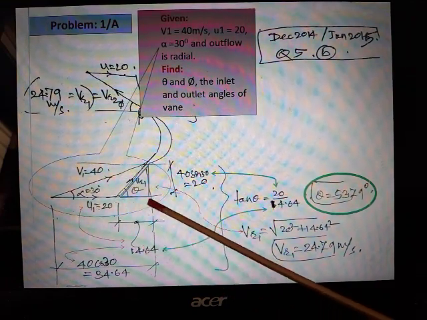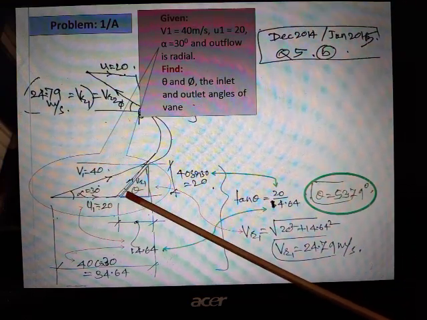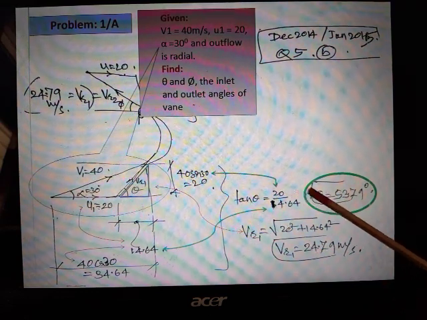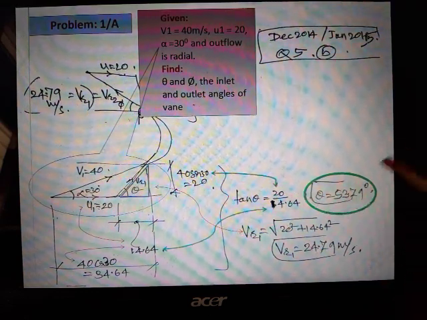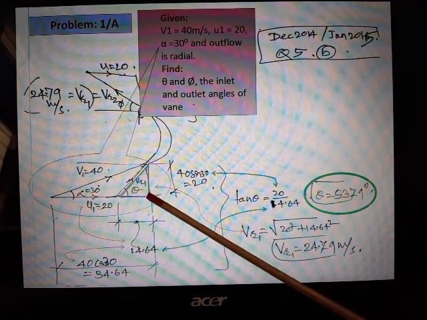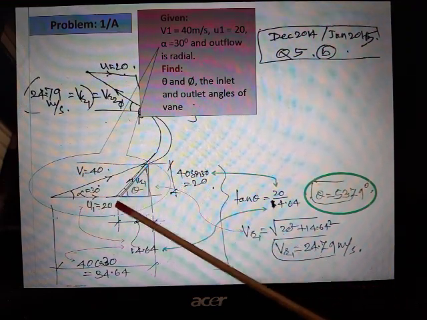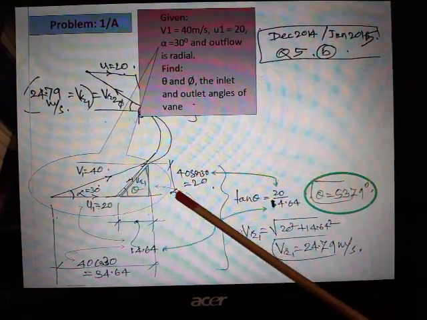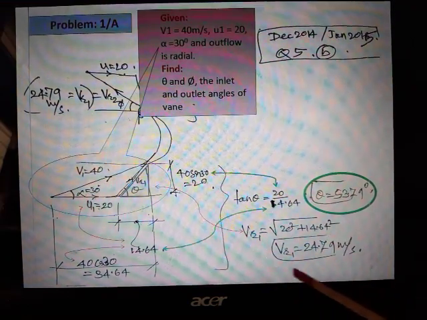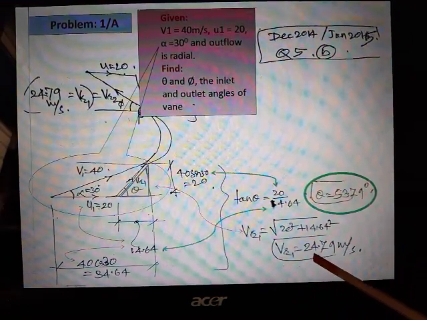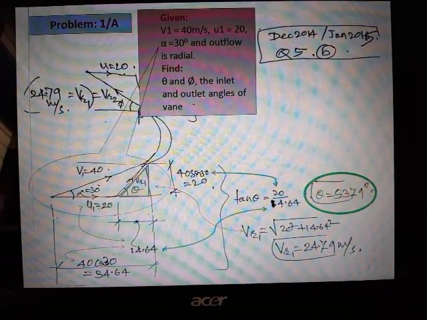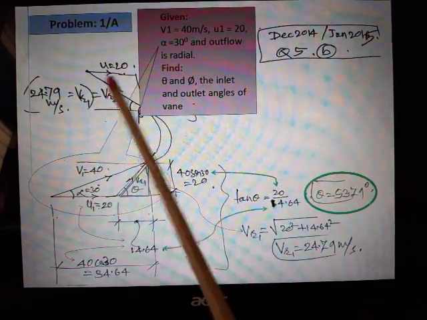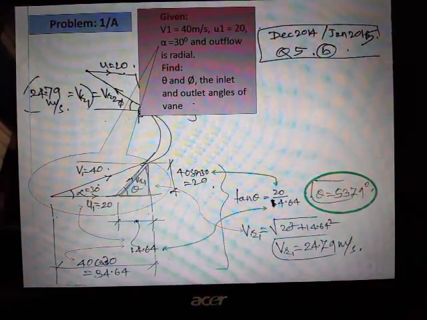Now using this 14.64, this 20, I can calculate theta by writing an expression of tan theta. So theta can be worked out, which comes out to be 53.79. Now knowing this side and this side, I can always calculate this one, which is VR1, that is the relative velocity at the inlet, which can be calculated using Pythagoras. So this comes out to be 24.79. Now we'll discuss the outlet velocity triangle in the next slide.